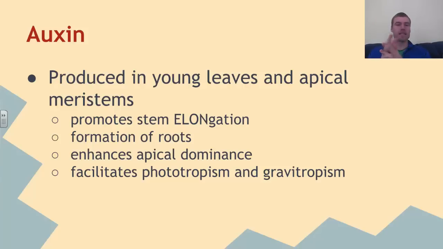Phototropism is the tendency for plants to grow towards the light. So you can put a plant on its side and it will begin to turn and grow upwards if the light is above it. We also have gravitropism, which is where the roots grow down, and then the stem will begin to grow away from gravity. So there are a couple of different ways that plants regulate which way they go, and auxin helps with that.